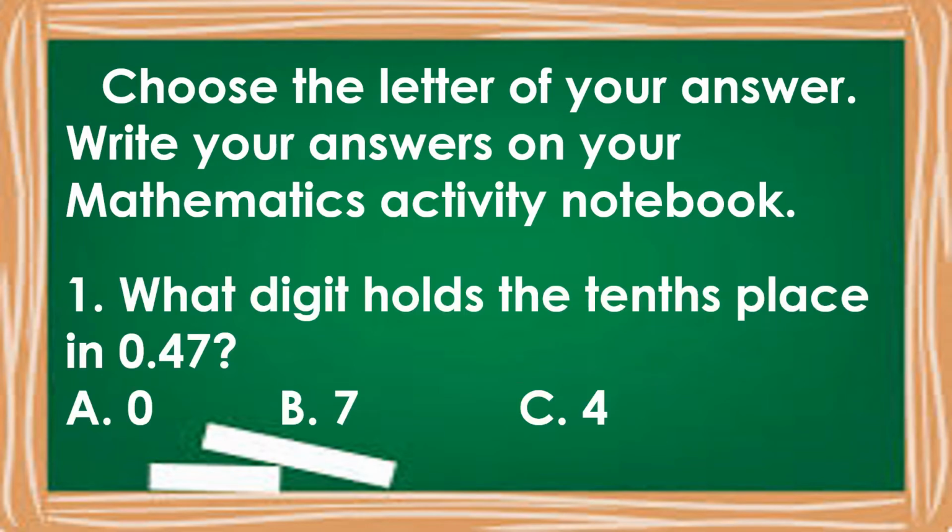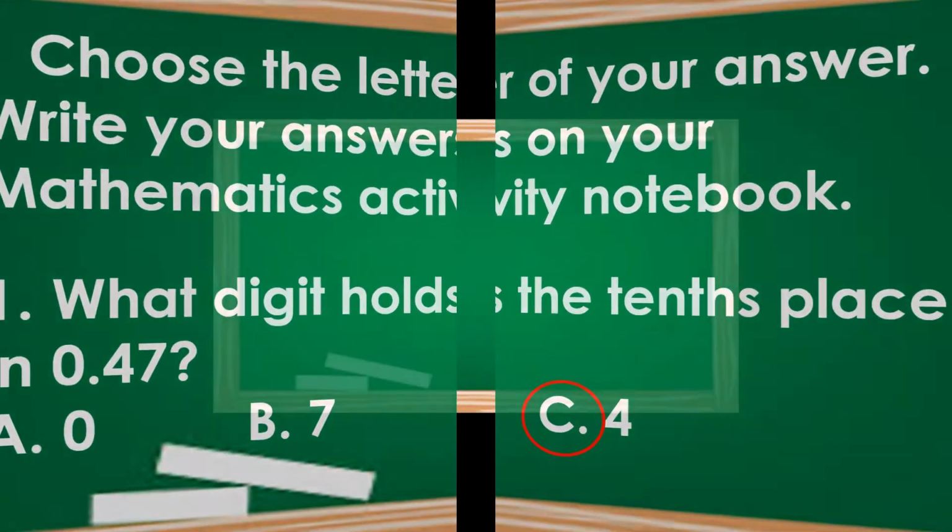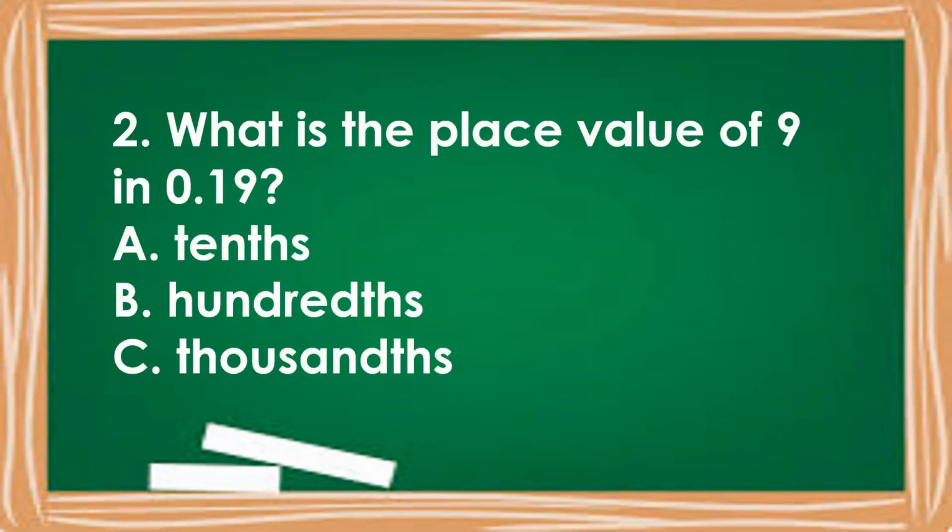Number 1. What digit holds the tens place in 47 hundredths? A 0, B 7, C 4. Okay, the correct answer is letter C, 4. Number 2. What is the place value of 9 in 19 hundredths? A tenths, B hundredths, C thousandths. Yes, the correct answer is letter B, hundredths.